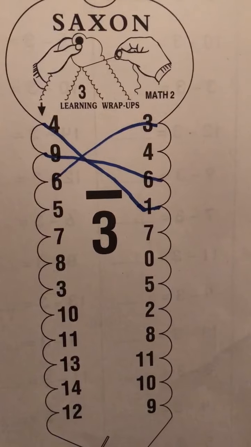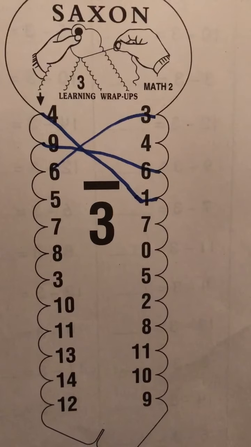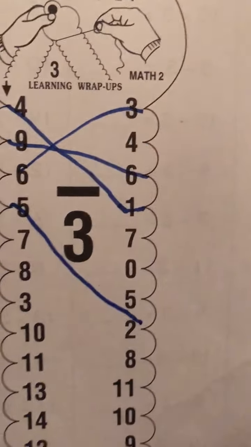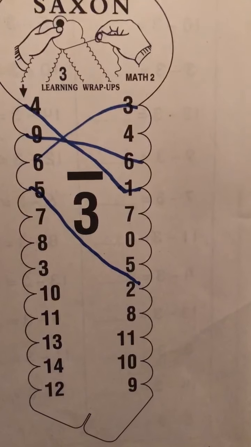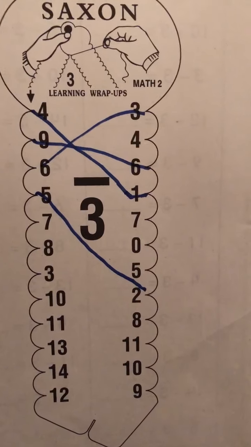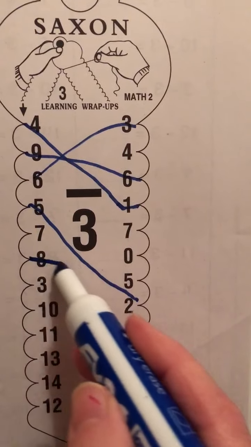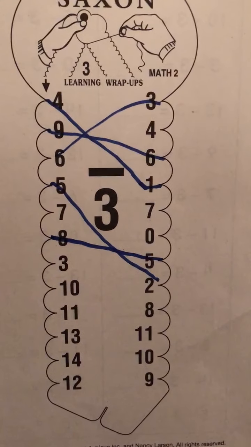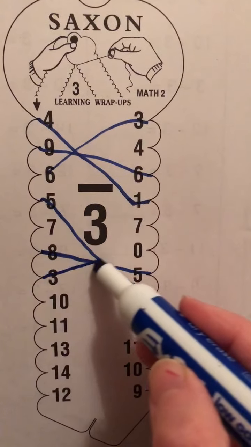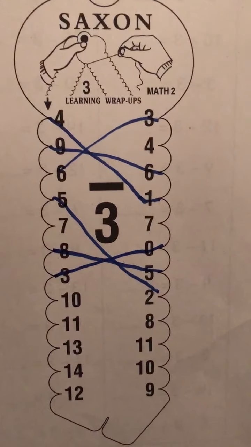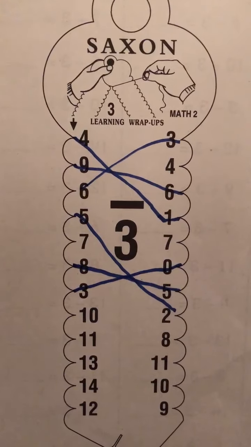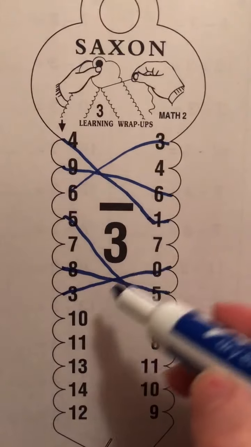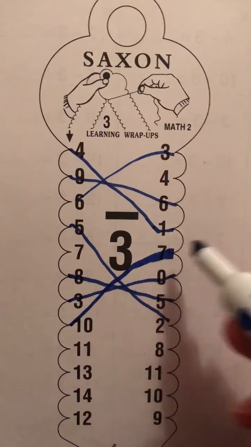5 minus 3 equals 2. Okay, that one's down there a little ways. Good job. 8 minus 3 equals 5, because 5 plus 3 equals 8. 3 minus 3 equals, very good, easy peasy, it is 0. And 10 minus 3, that is 7, because 7 plus 3 equals 10, so it's up there.